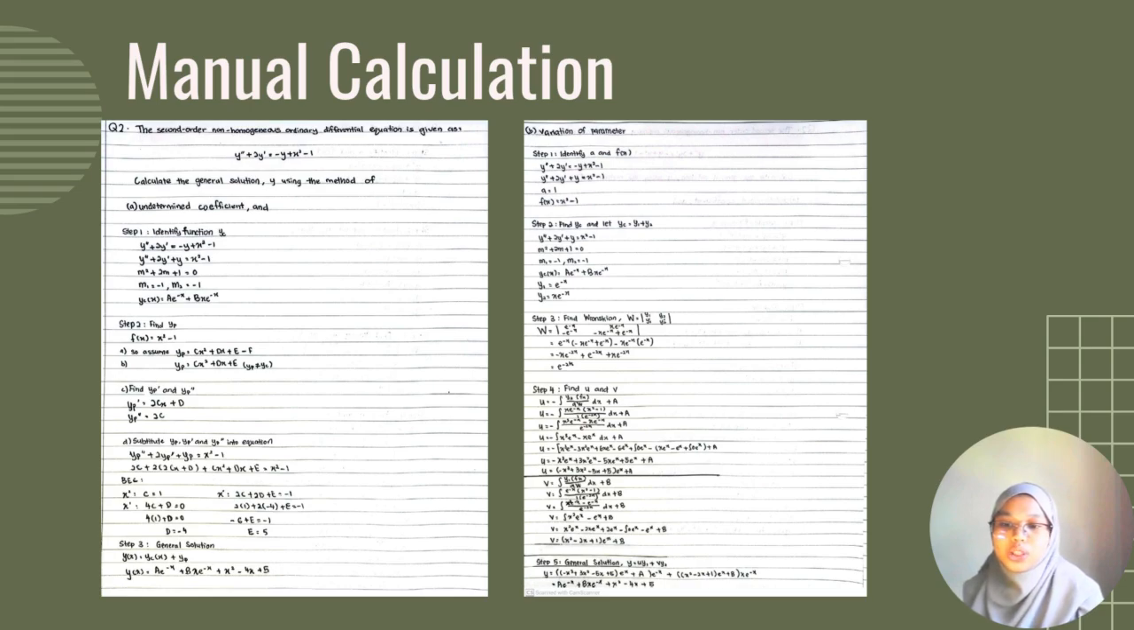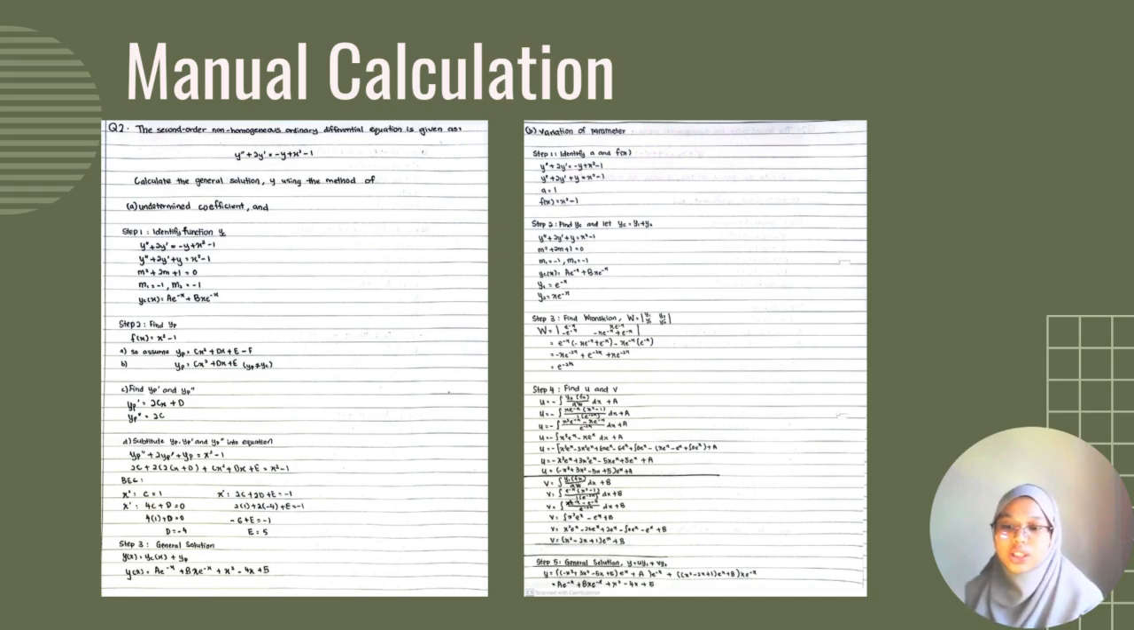So when we do the first comparison, x squared, we get c is equal to 1. The second comparison is x to the power of 1. We get 4c plus d is equal to 0. We just got the value of c is equal to 1, so we insert it into this equation and we get d is equal to negative 4. The last comparison is x to the power of 0. We get 2c plus 2d plus e is equal to negative 1. From the values we got for c and d, we can insert into this equation and we get e is equal to 5.